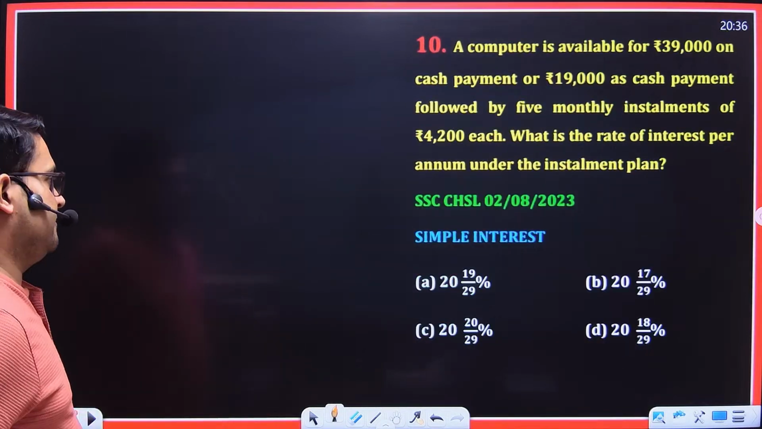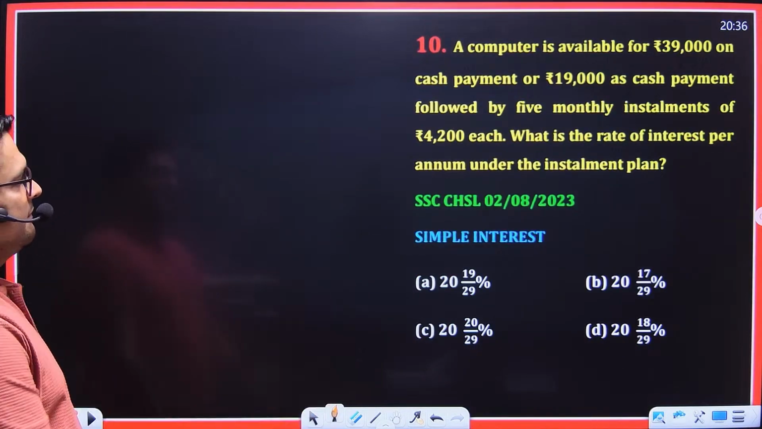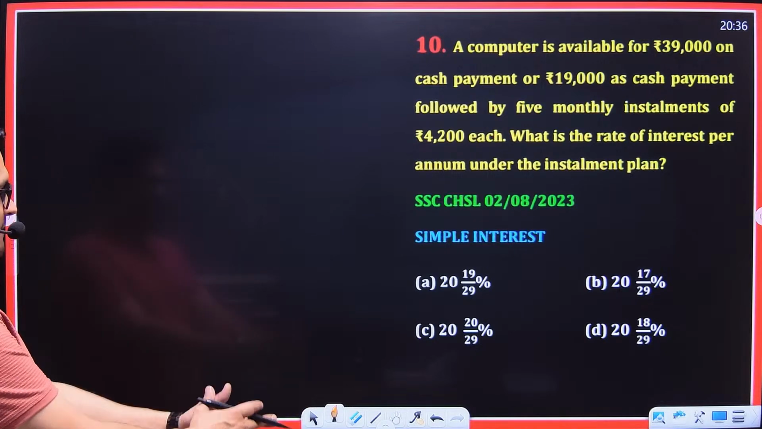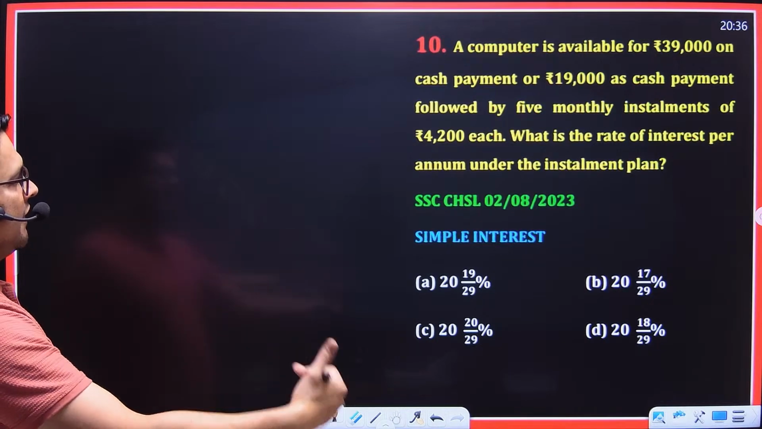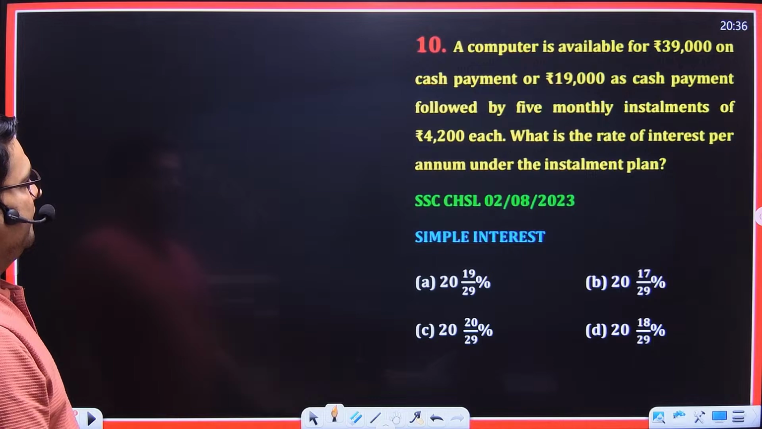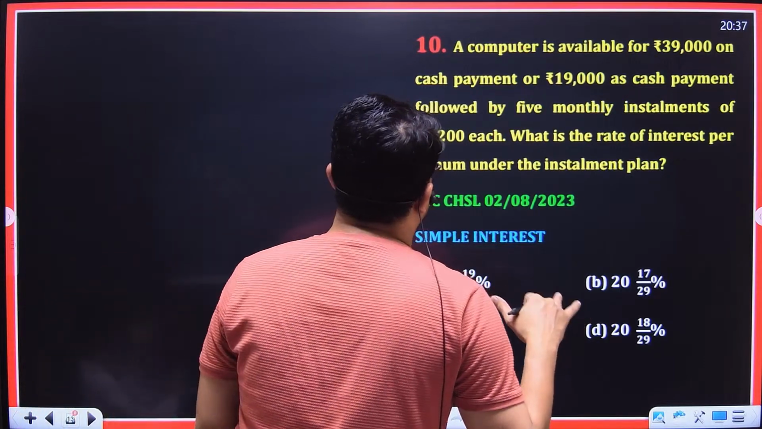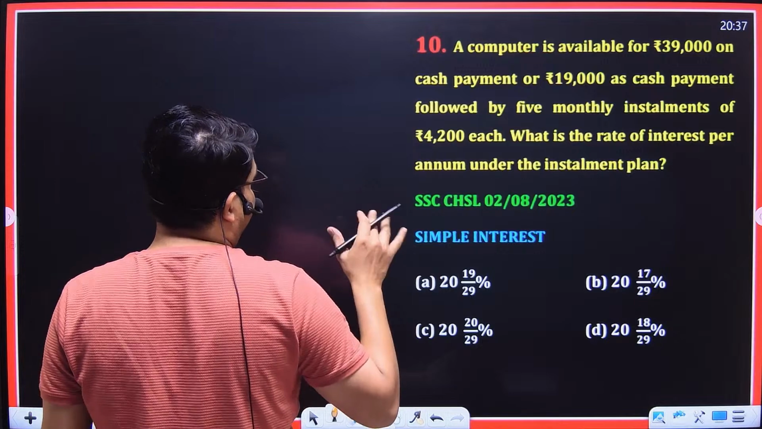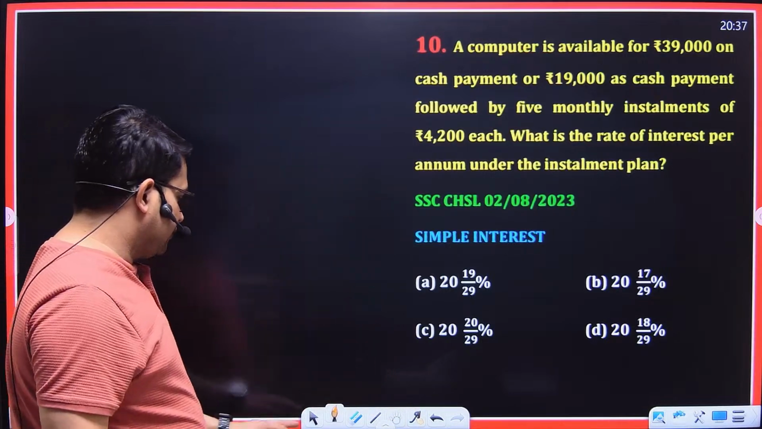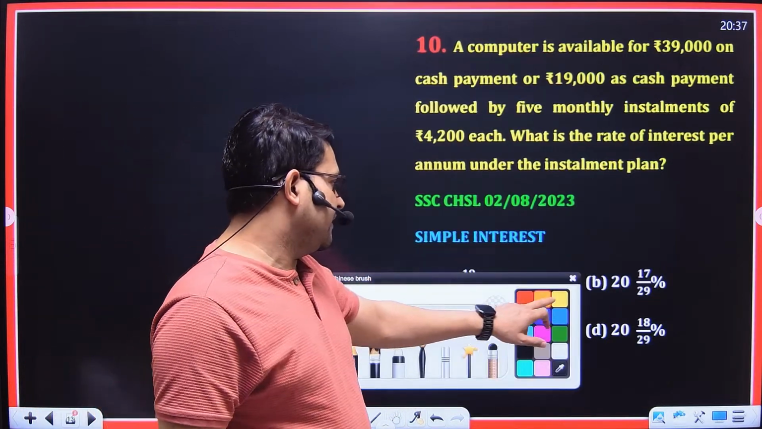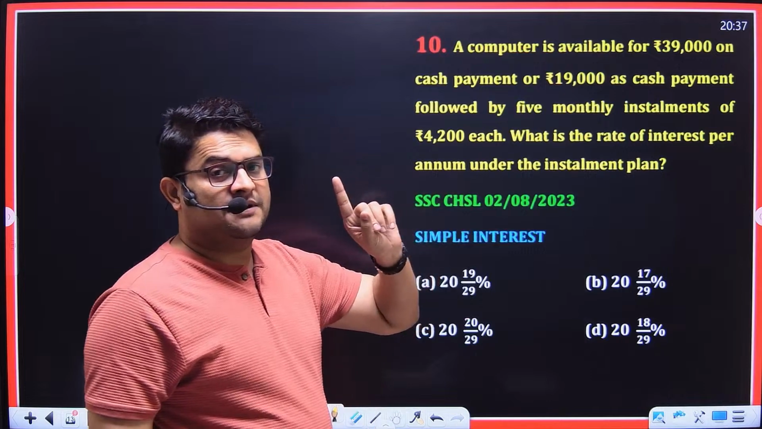Last question. A computer is available for 39,000 on cash payment, or 19,000 as cash payment followed by 5 monthly installments of 4,200 each. What is the rate of interest per annum under the installment plan? I will tell you a direct method to solve this question.